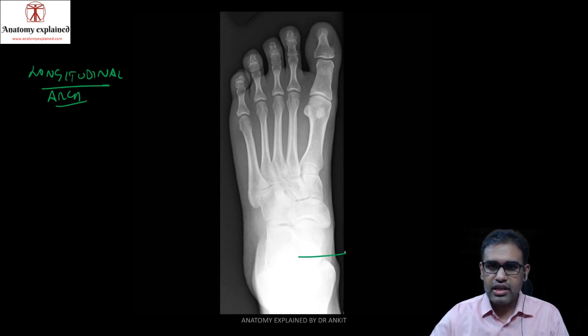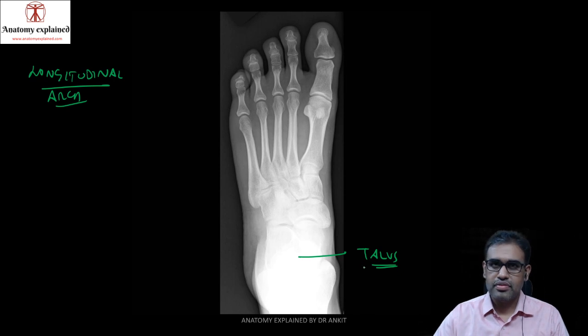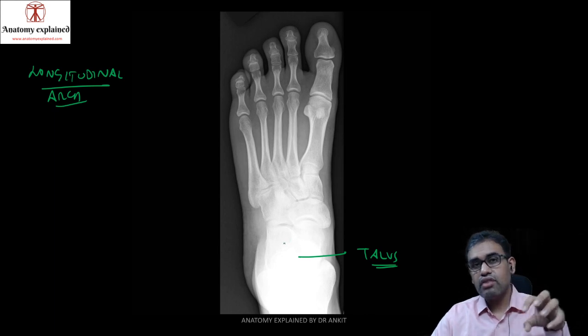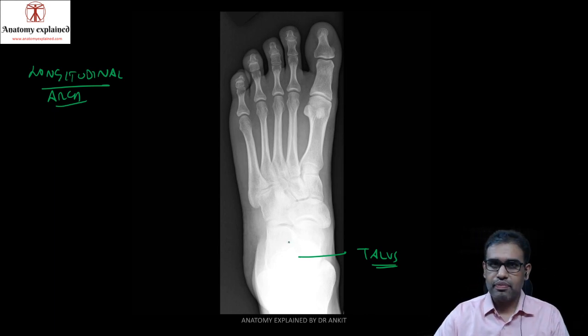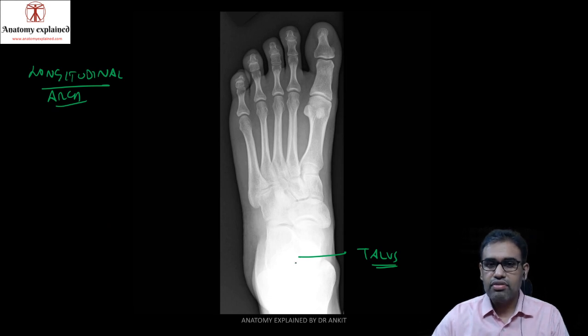The talus over here forms the summit of the arch, or it is also known as the keystone of the arch, because it is sitting at the summit, at the highest point. From this talus, the weight is transmitted, because the weight of the whole body is placed on this talus. The weight may go posteriorly, anteromedially, or anterolaterally.